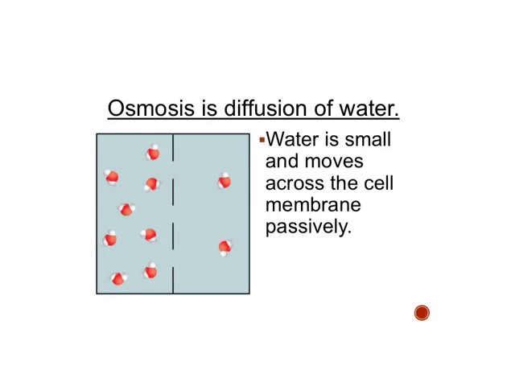A very specific kind of diffusion we like to talk about is the diffusion of water across the membrane. We call this osmosis. Osmosis is a very special word that means diffusion of water. Because water is small, it can move across the cell membrane passively, and it will. So these little water molecules will move from where there are more of them to where there are fewer of them.